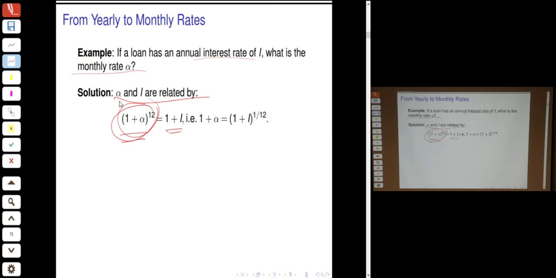So, that is your total amount, and these two amounts must be equal because they are just two different expressions for the amount of money you get at the end of 12 months. So, this times C0 should be equal to that times C0, C0 cancels. So, you get the equality of 1 plus alpha to the 12 equal to 1 plus I. In other words, 1 plus alpha is 1 plus I to the 1 over 12. Okay. So, this is how you go about calculating.